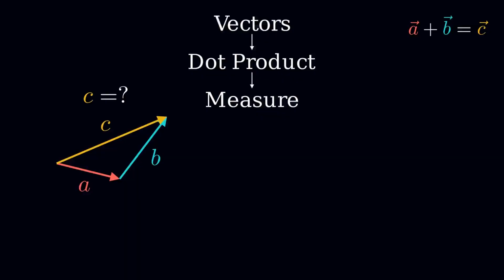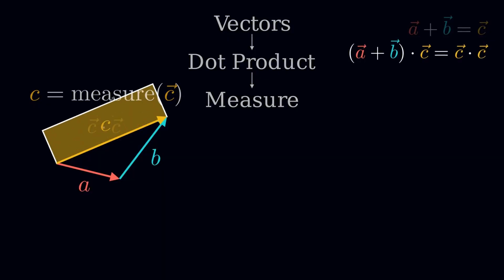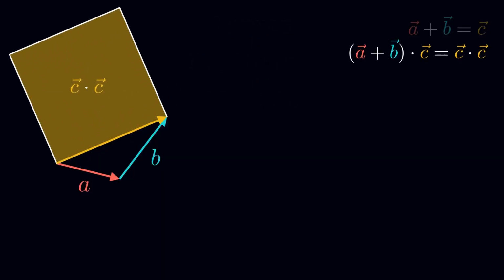So, since finding the length c means measuring the vector c, we should start by taking its dot product with itself. We can visualize this by taking the shadow of c onto itself, then stretching it outward so that we get a square with area c squared. Next, we want to know how a and b contribute to c. Looking at the projections of a and b onto c, we can see that the shadows always add up to completely cover c.